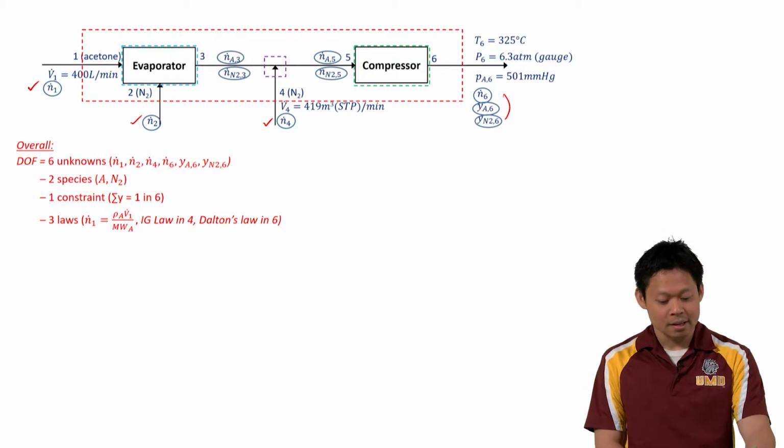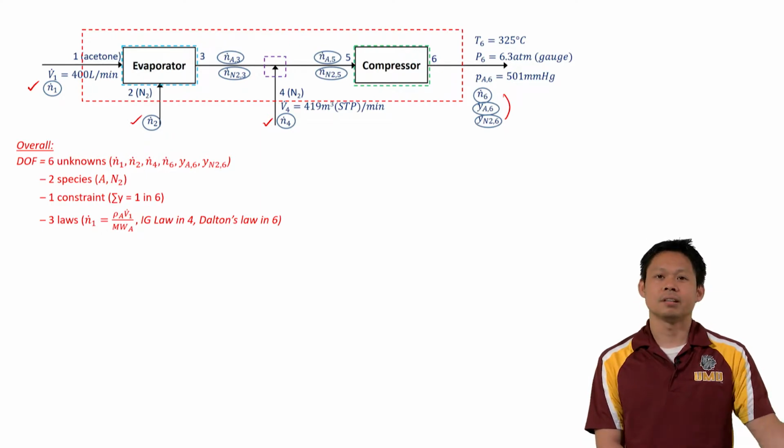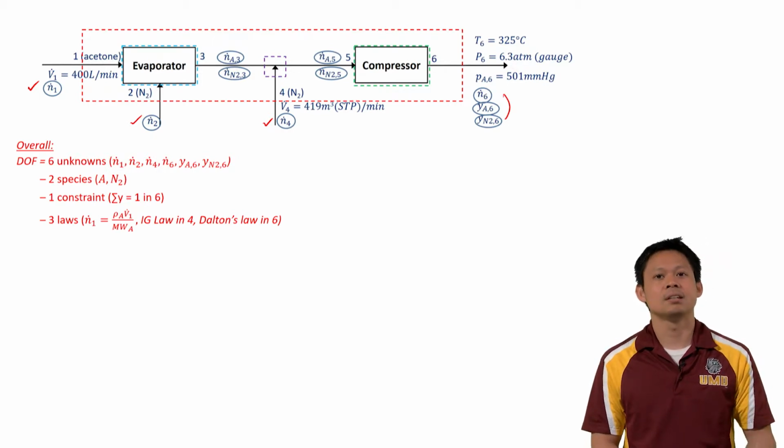The first one is in stream 1, this is a liquid stream. So in a liquid stream, we covered in our earlier lectures that we're going to assume that the density is more or less constant. So we look up the densities, look up the molecular weights. That will allow us to convert from our volumetric flow rate to our molar flow rate.